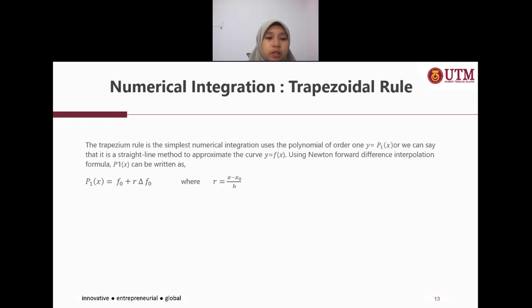By using Newton forward difference interpolation, we get the formula like this: p1(x) equals f0 plus r times the difference of f0, where r equals (x minus x0) over h, where h is the step between two points.